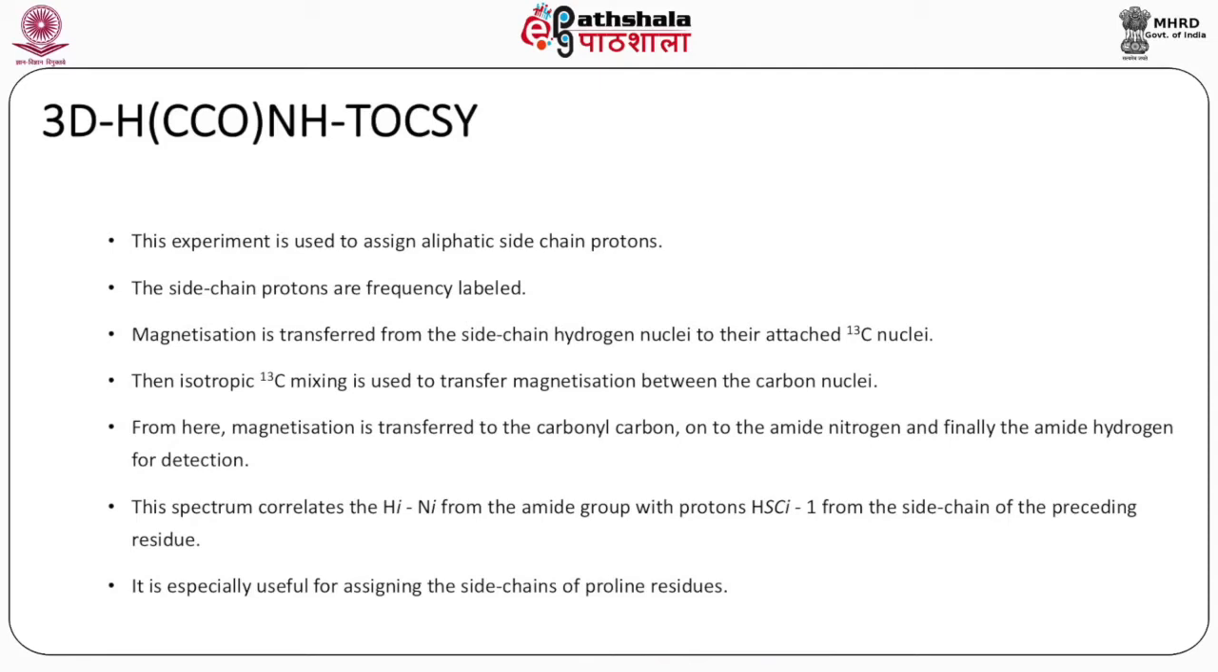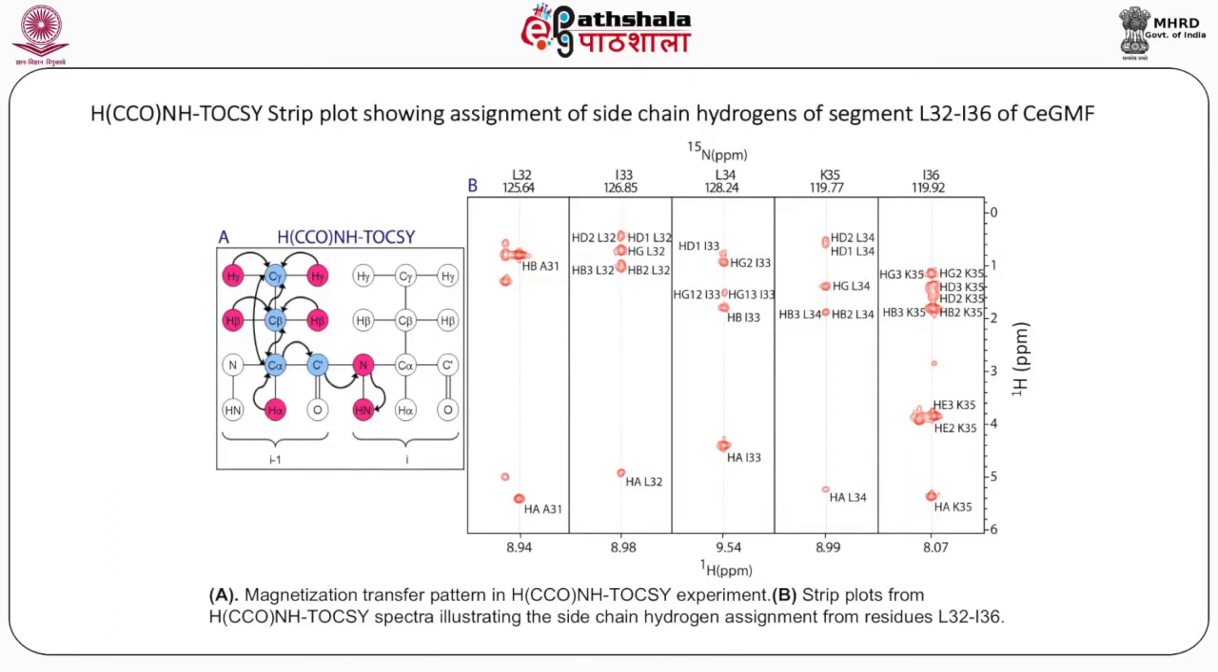The spectrum correlates the HI, NI from the amide group with protons of the side chain of the preceding residue, that is I-1. It is especially useful for assigning the side chains of proline residues. And in this figure, we have strip plots showing assignment of side chain hydrogens of segment L32 to I36 of CeGMF. CeGMF is the C. elegans glia maturation factor, which was described in the previous module.